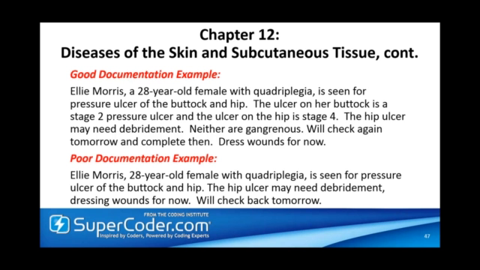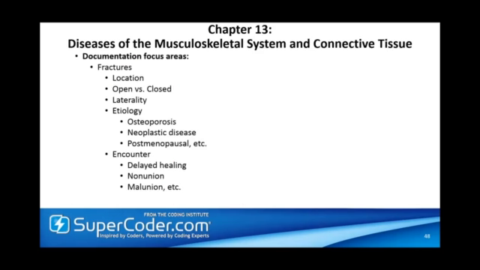Let's take a look at Chapter 13, Diseases of the Musculoskeletal System and Connective Tissue, which is where you'll find fracture codes. Fracture coding is another area where documentation is required to code correctly. First, documentation needs to include the location of the fracture. The provider also needs to document if the fracture is open or closed, the site affected, and the etiology. The etiology should include if the fracture is related to neoplastic disease, postmenopausal osteoporosis, or another cause. Documentation also should indicate the encounter type, including an encounter for a malunion, non-union, or delayed healing.